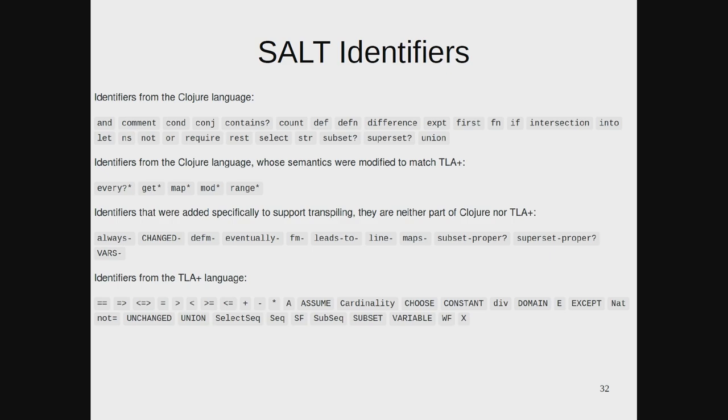So, you know, these have TLA Plus names, those have Clojure names, and then the ones in the middle have this extra identifier at the end to distinguish what part of the world you're in. Some of the operators existed in TLA Plus, but the semantics existed in Clojure, but the semantics were a little bit off to map to TLA Plus. So when we changed the semantics of an existing Clojure function, we added an asterisk. And then there's some things that we just added that don't exist in either, but they're necessary to bridge, and so those have this dash at the end of the name.